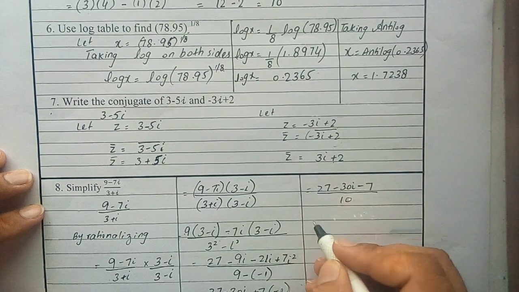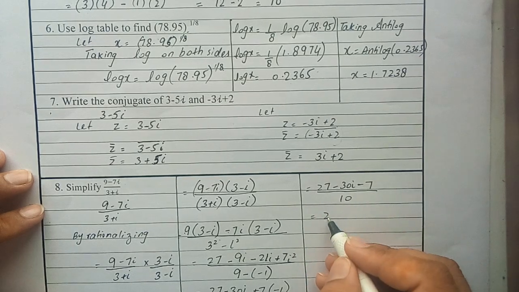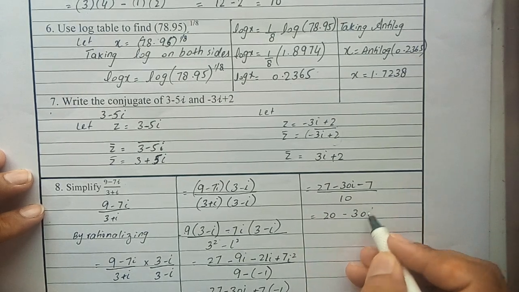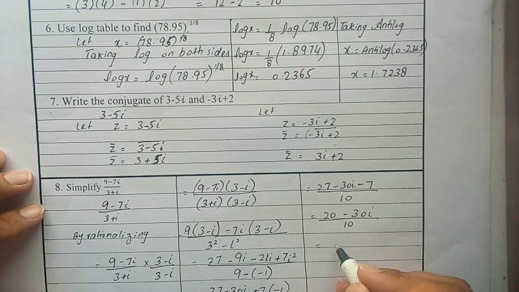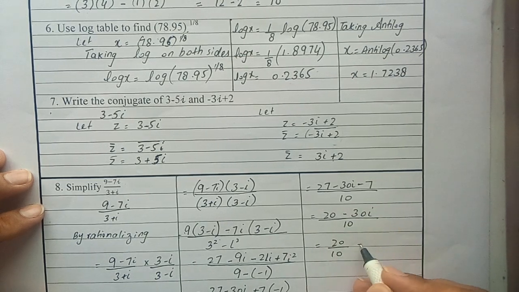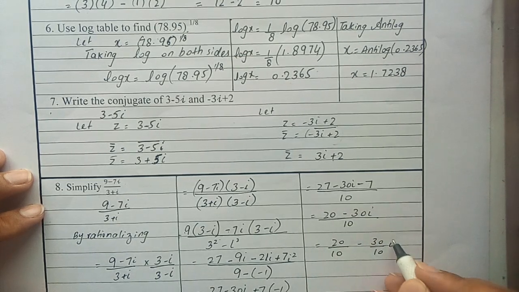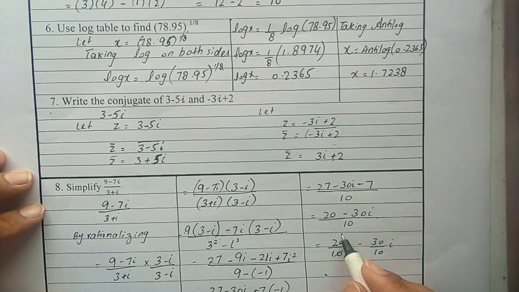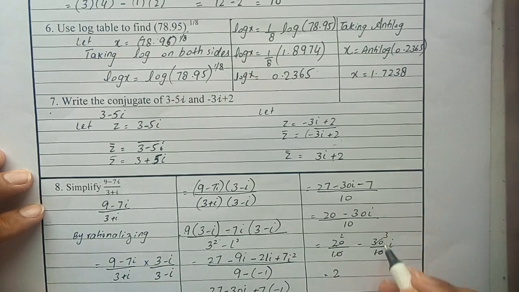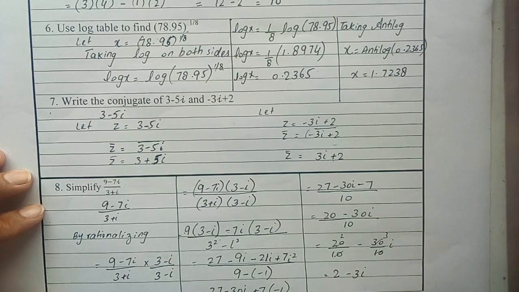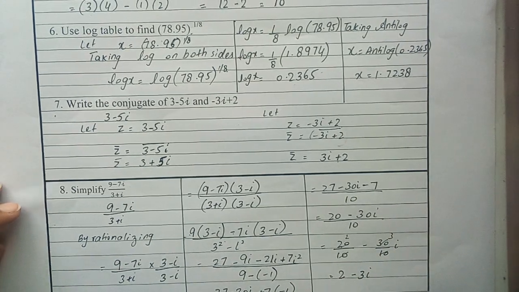over 10, which is equal to 27 minus 20 minus 30 iota divided by 10. We can write it as 7 over 10 minus 30 over 10 iota, that is 10 2s are 22, 10 3s are 30, 3 iota. This is the solution of this question.